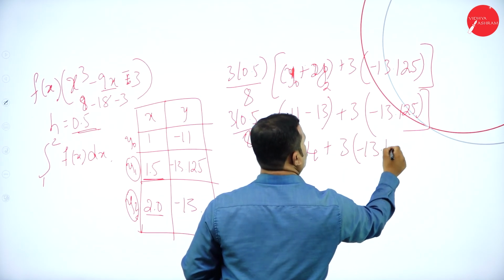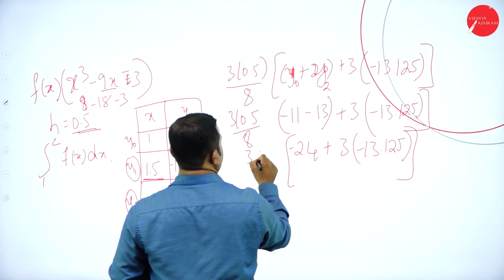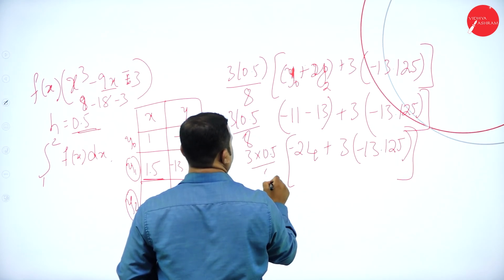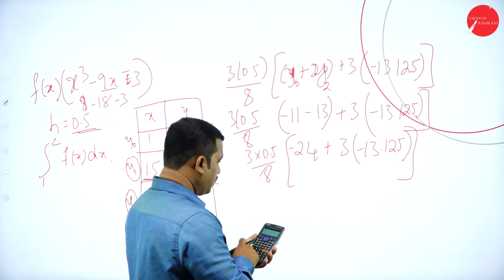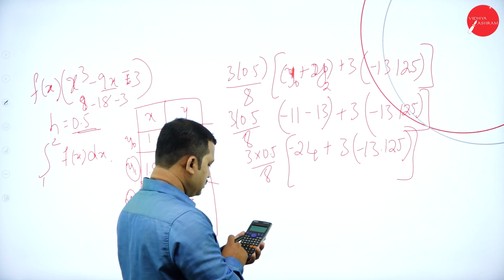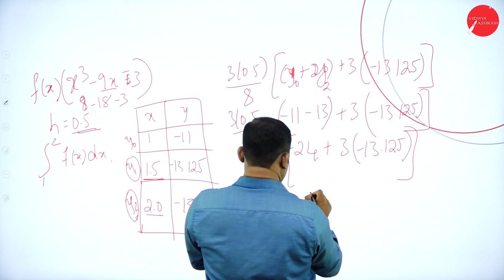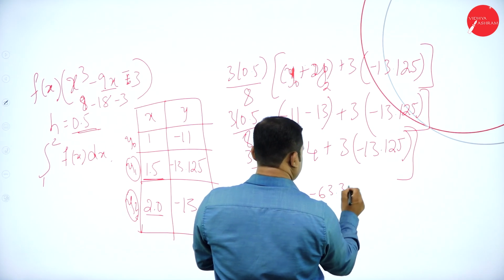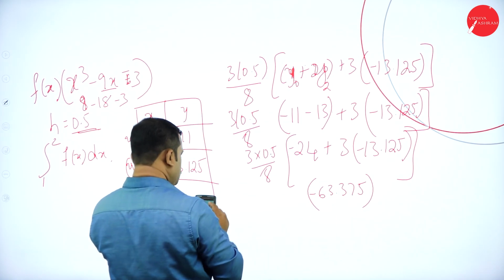minus 13.125, which is equal to this term. That is 3 into 0.5 divided by 8. What is the value I am getting now? That is minus 24 plus 3 into minus 13.125, that is minus 63.375. This has to be multiplied by this term.